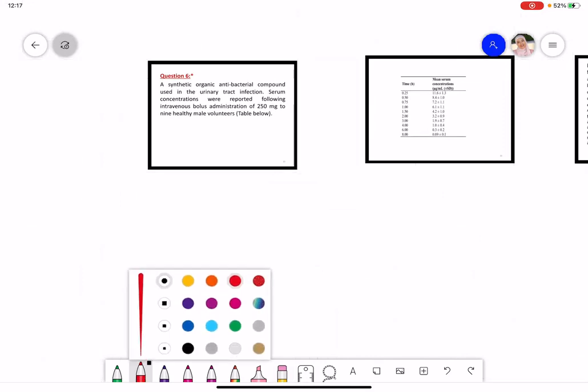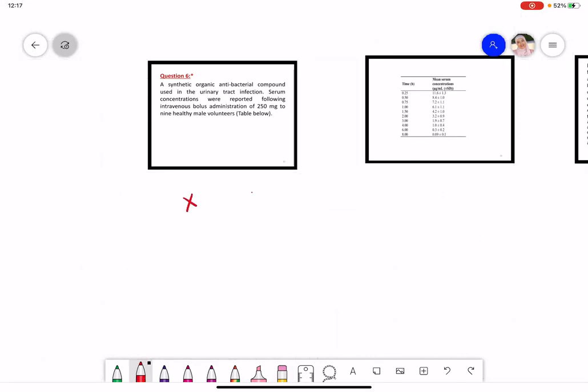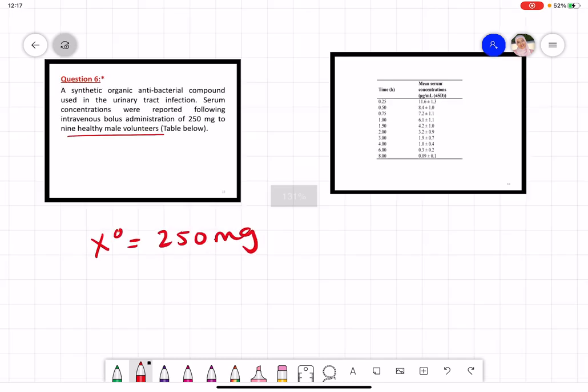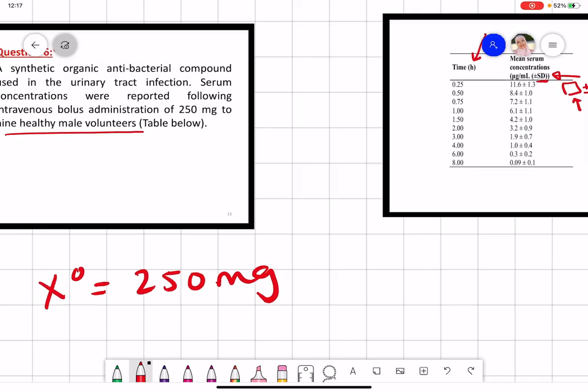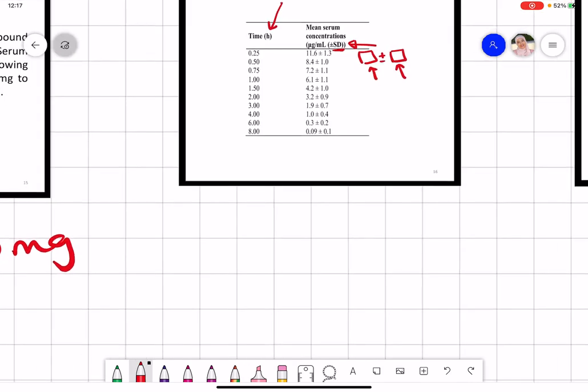Anyway, yes. Okay, a dose of 250 milligram to 9 healthy male volunteers, as in the table here. Notice that we have time in hours and the concentration in microgram per milliliter plus or minus standard deviation, and this is what we have here per number. This is the concentration and this is the standard deviation, because we are talking about 9 healthy volunteers, not one subject.